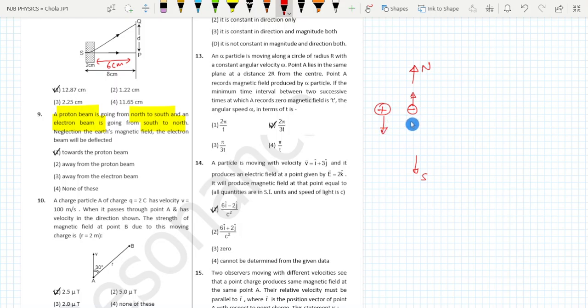First of all, will there be any electric force between them? Yes, there will be electric force between them and the electric force will be attractive. Will there be magnetic force between them? Yes, there will be magnetic force between them, but we know that in comparison to electric force, the magnetic force is going to be negligible.